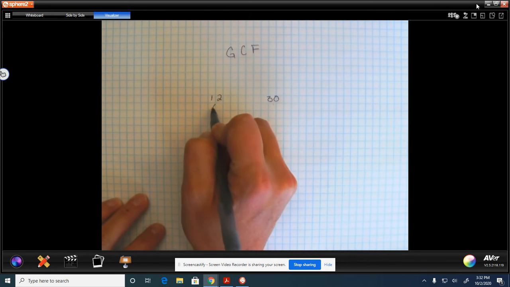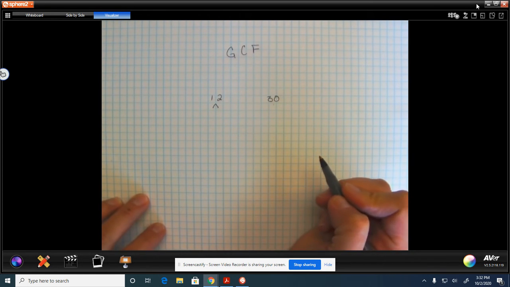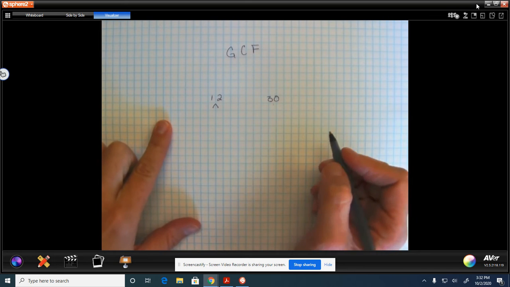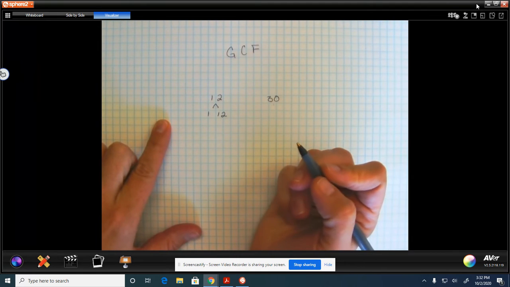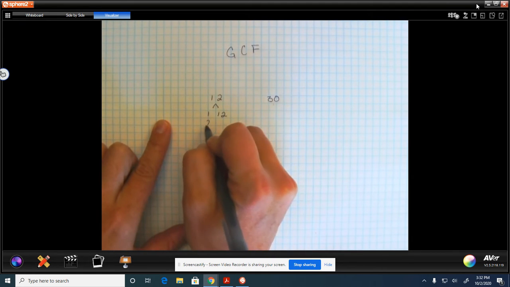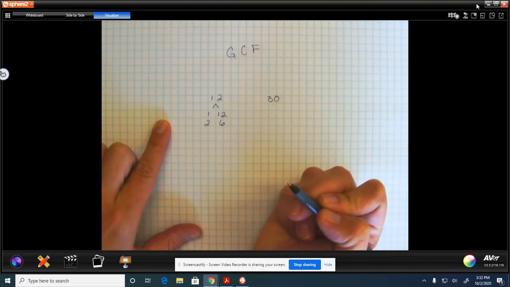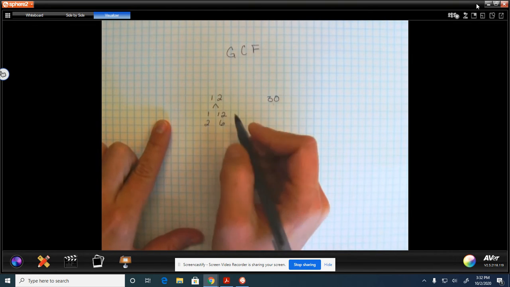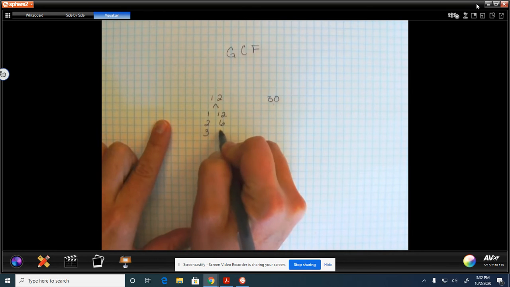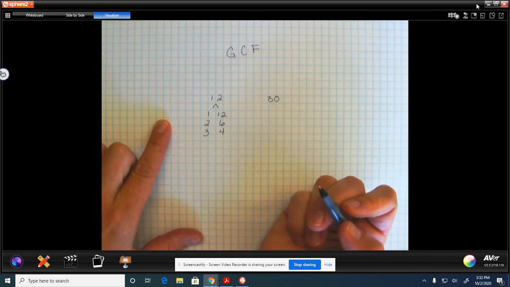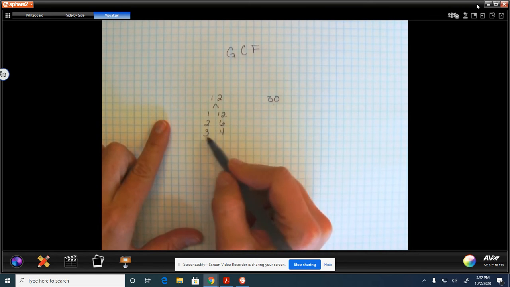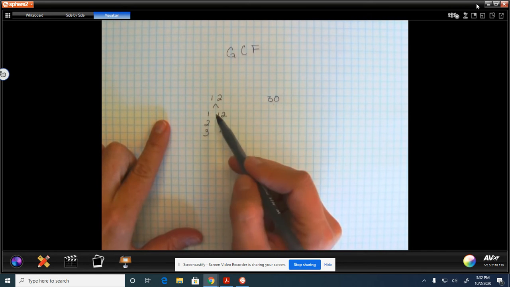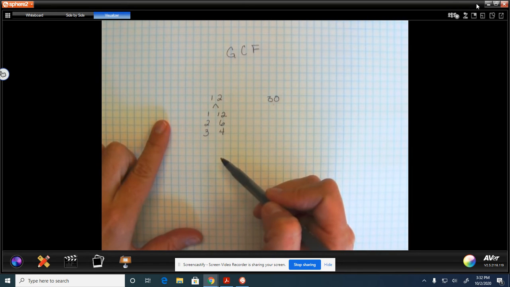First, I will list the factors of 12. And the way that I do this is take 12 and first divide it by 1. 12 divided by 1 is 12. So then I'll go to the number 2. 12 divided by 2 is 6. That works out. 12 divided by the next number 3 is 4, and that works out. But now the next number to divide it by would be 4, and since we already used it, we know that we've listed all of the factors of 12. 1 and 12, 2 and 6, 3 and 4.